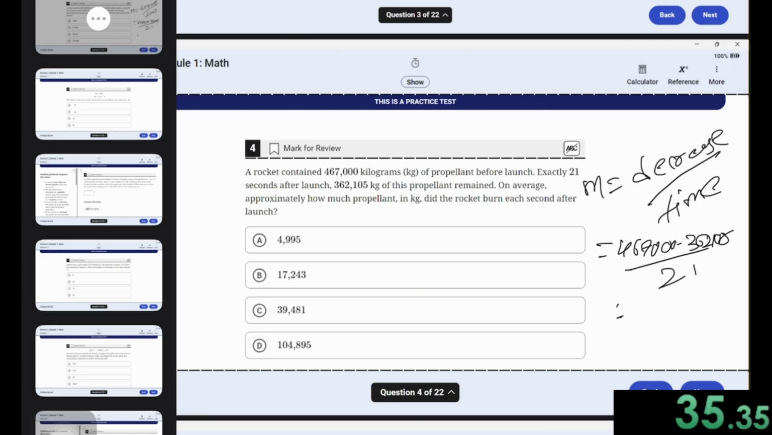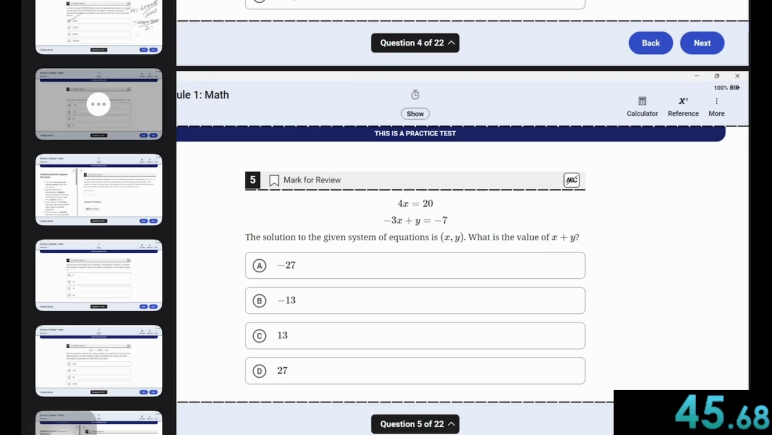Now let's just have a rough estimate. This is like 60,000, and this is like 40,000. So approximately there is a difference of 100,000 in between them, and when you divide them by 20, you will approximately get around 5,000, which is like this. Okay, let's move on to the next one.